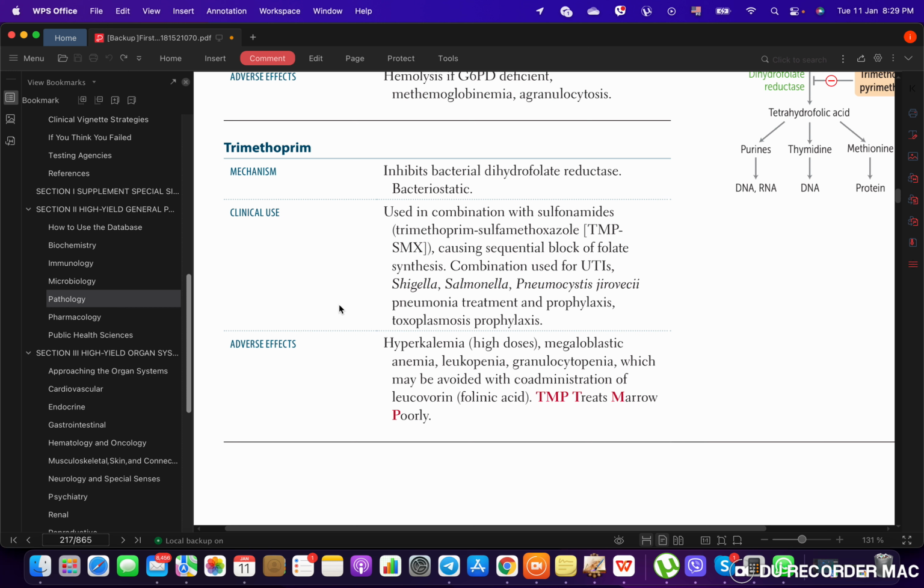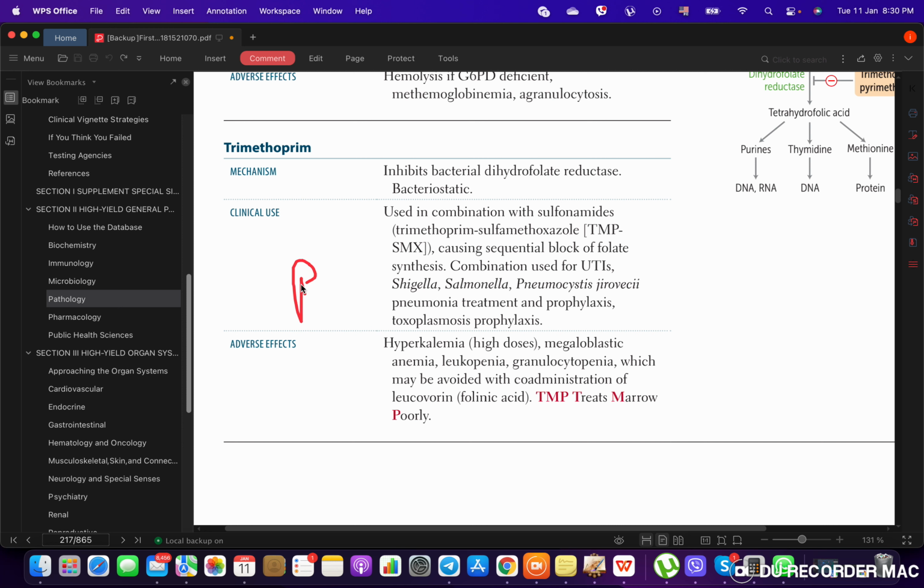It's used in combination with sulfonamides like trimethoprim-sulfamethoxazole as the anti-UTI agent I just showed you. Remember, 3 days, 1 tablet every 12 hours. Causing sequential block of folate synthesis. Combination used for UTIs, Shigella, Salmonella, PCP pneumonia of course, and prophylaxis for Toxoplasma as well.